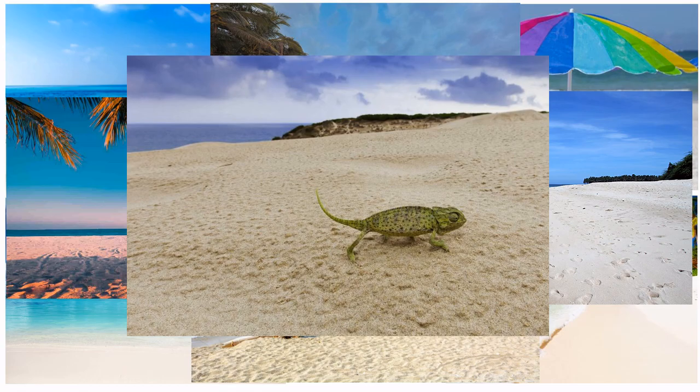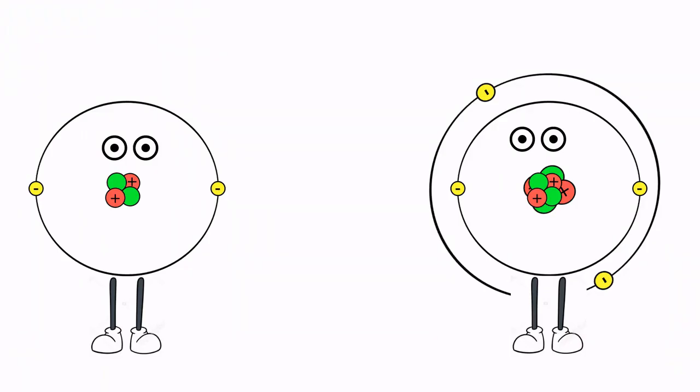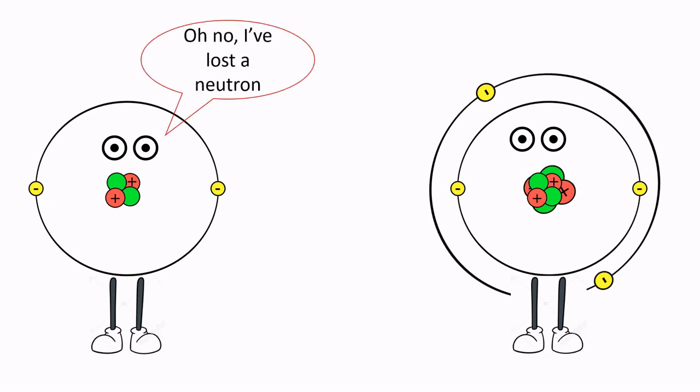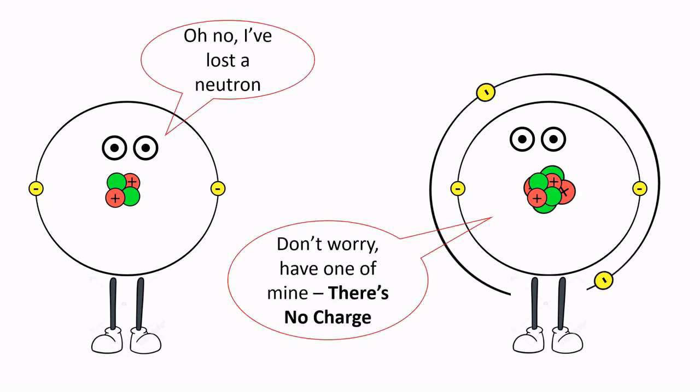Most objects in everyday life are uncharged. This means they have an equal number of positive and negatively charged particles within them. Oh no, I've lost a neutron. Don't worry, have one of mine, there's no charge.